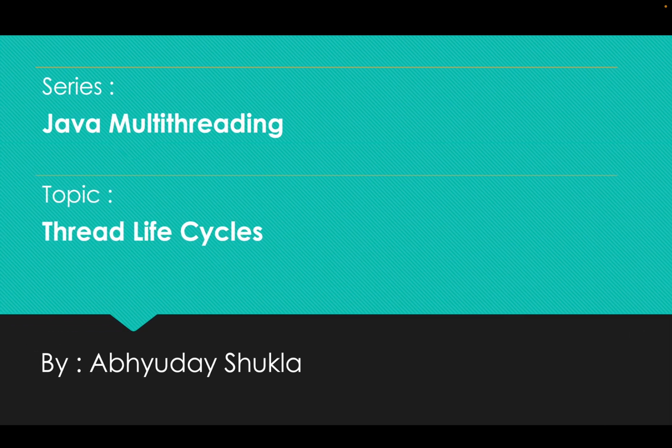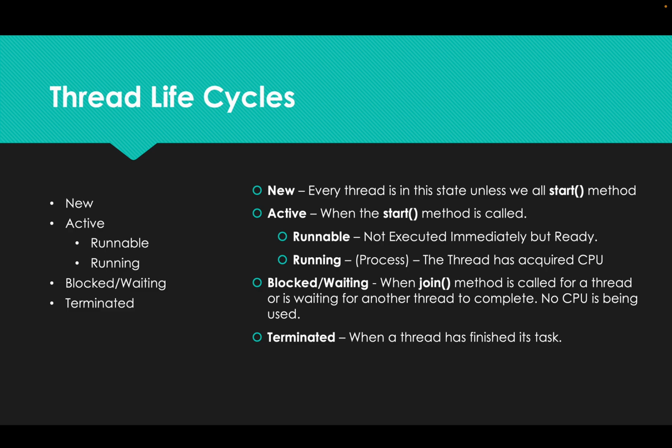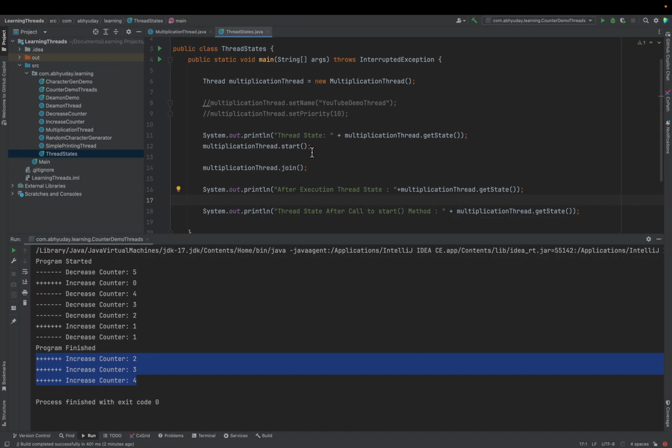So first we'll discuss what threads are, what the thread life cycle is, and what statuses a thread goes through. First of all, we have a new state for every thread that has not had the start method called on it. Unless we call the start method, we call the thread new. Then we call the thread active when we make a call to the start method associated with it. So when I call this particular method, the thread gets into the active state.